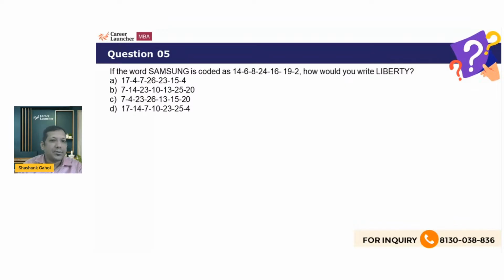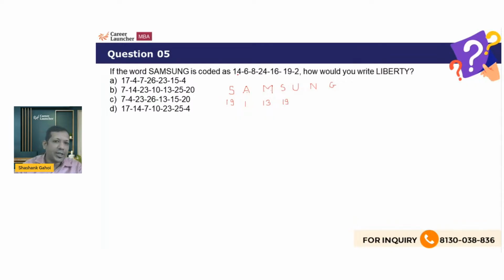What is the answer? I got S, A, M, S, U, N, and G. S is 19, A is 1, M is what? 13, S is what? 19.